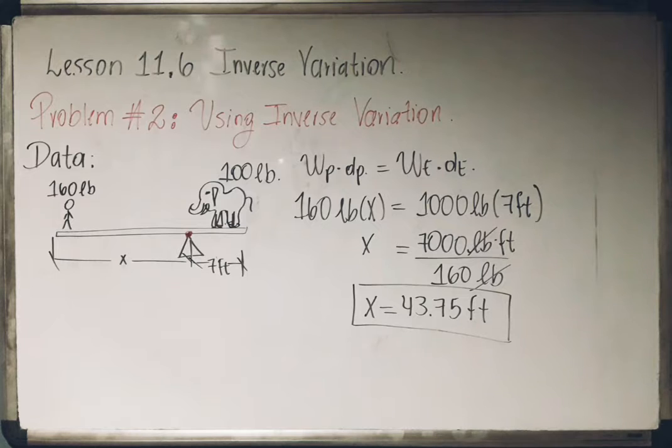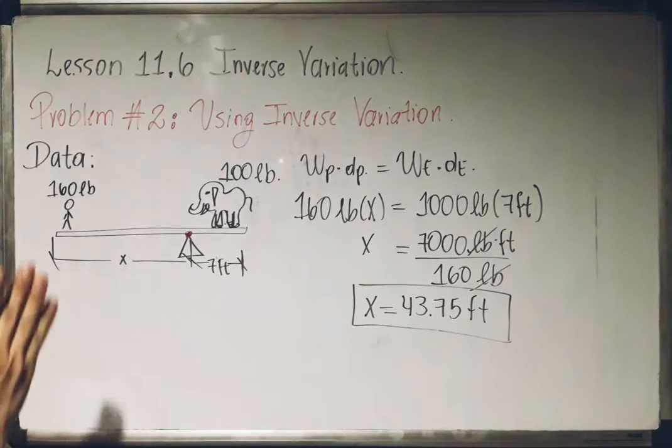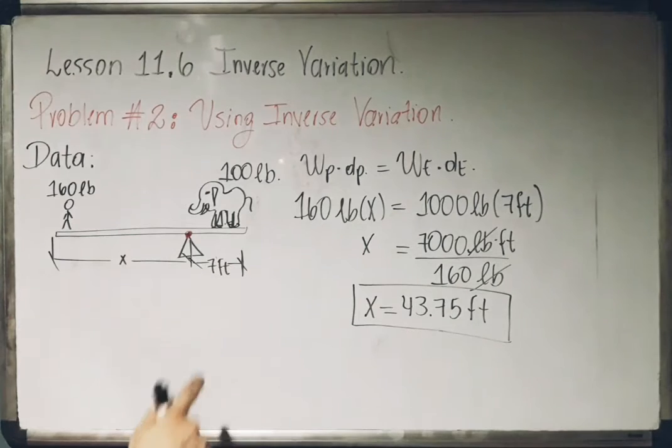That's the way you can use inverse variation to find the value that you need. In this case you need to set one side equal to the other side, and then you find the value. Now we are going to do example number 3.